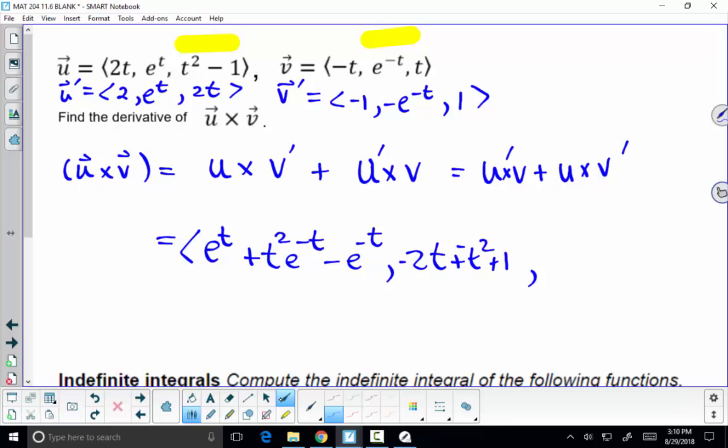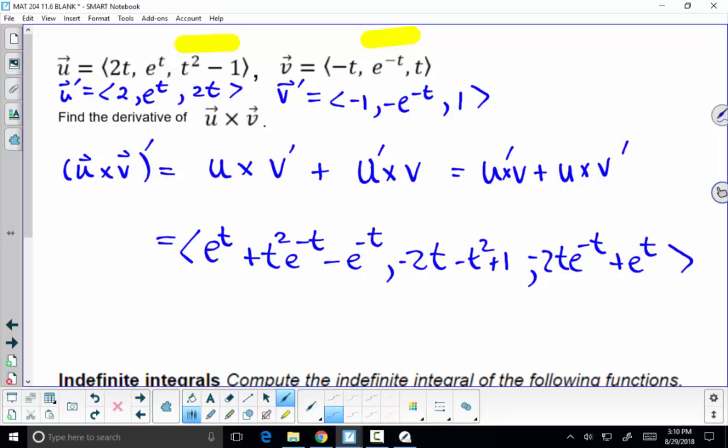And then we cross out the third ones, and we're going to get 2t e to the minus t. So that's that times that. That should be a negative 2t e to the minus t. Minus a minus, so plus e to the t. So there's that one. For the second term, we got negative 2t plus a minus t squared. That's the changing of the signs.